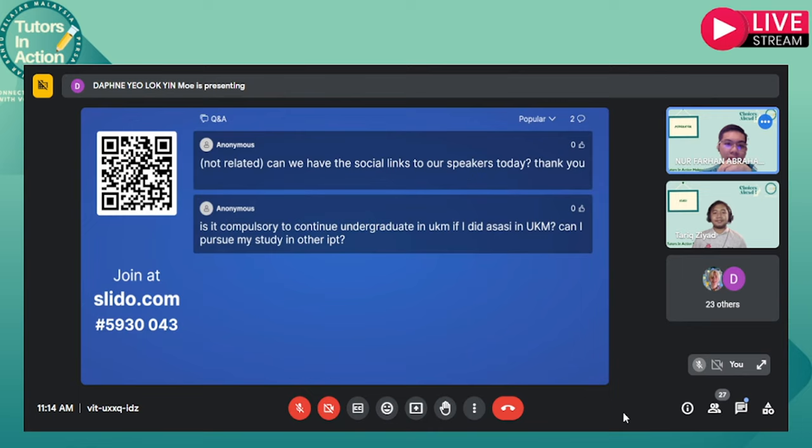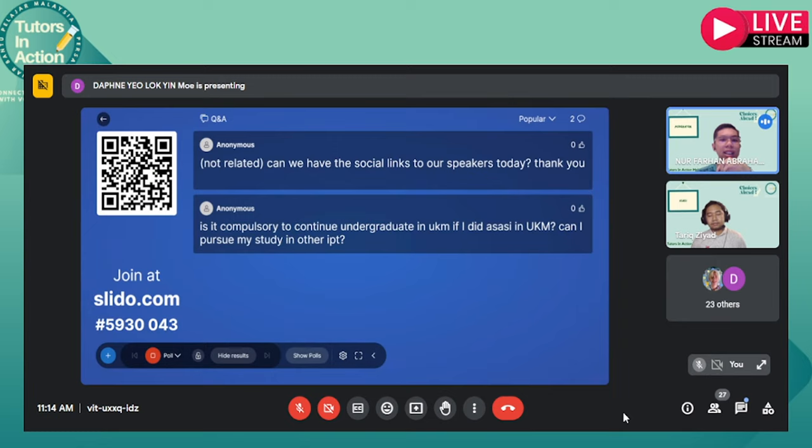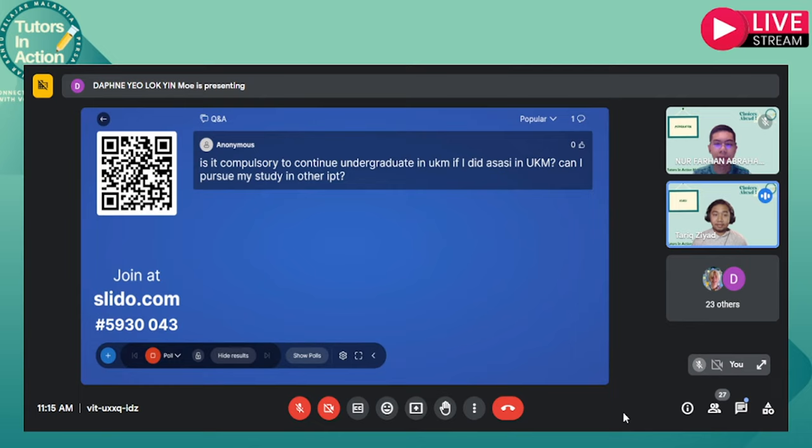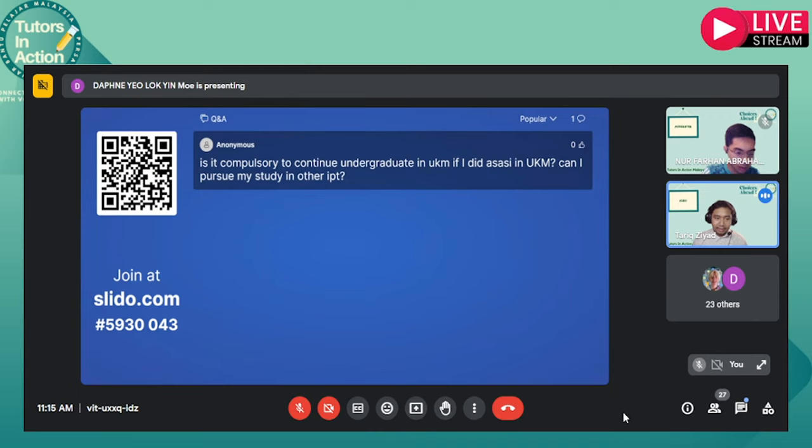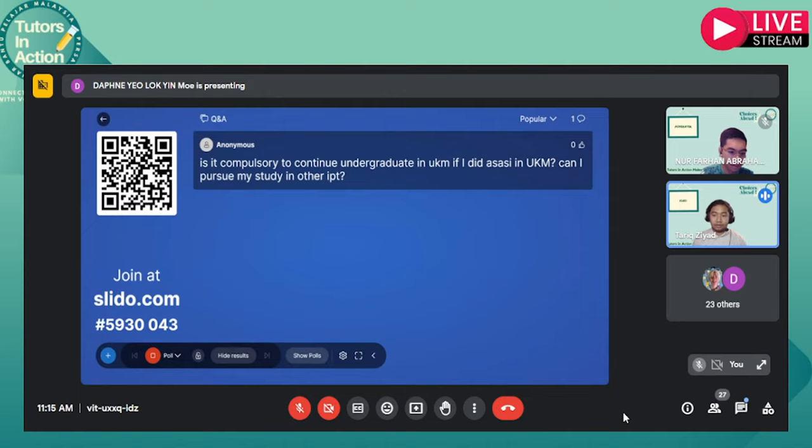As for the question related, is it compulsory to continue undergrad degree in UKM if I did SRC in UKM? Can I pursue my study in other IPT? Okay, so this is actually a really good question. As of 2019, SRC Pintar UKM is no longer a 100% feeder program. So once you finish your 1 year program in UKM Foundation, you have to go through the UPU system. So you can apply for other universities and you can also apply for UKM itself. But you are not 100% guaranteed a place in UKM for degree. There is an increase in likelihood, but you are not guaranteed.